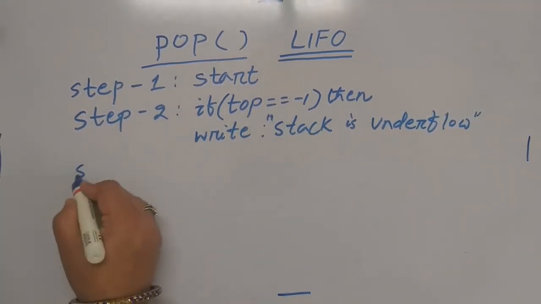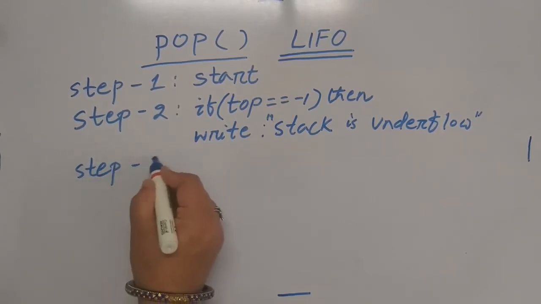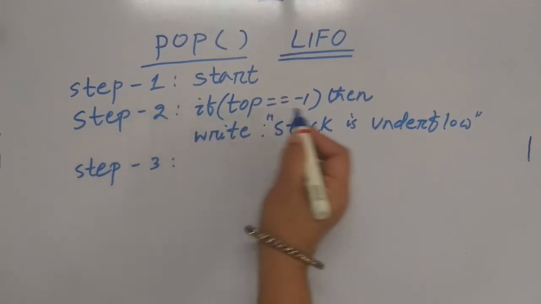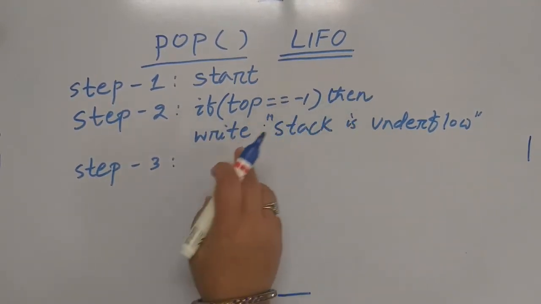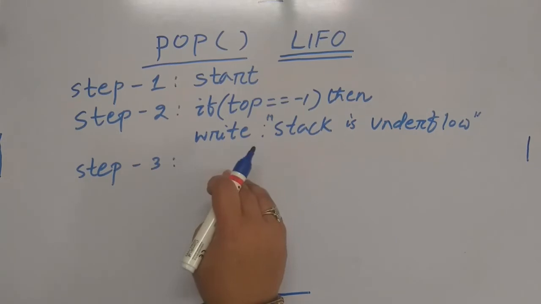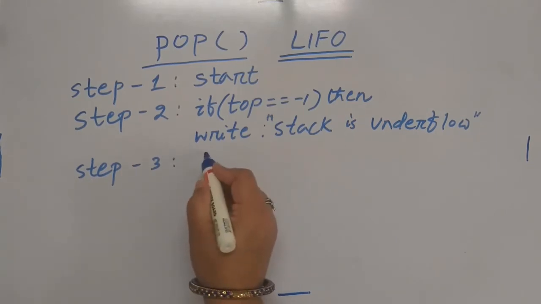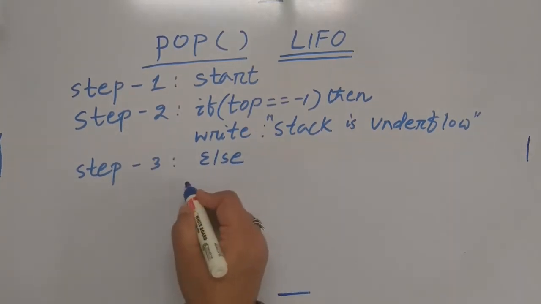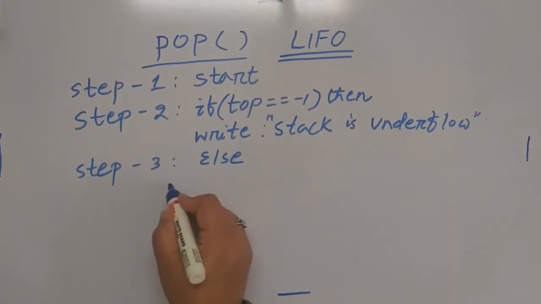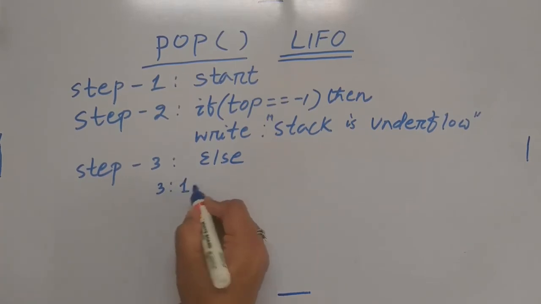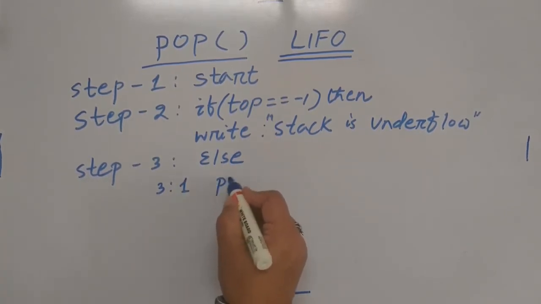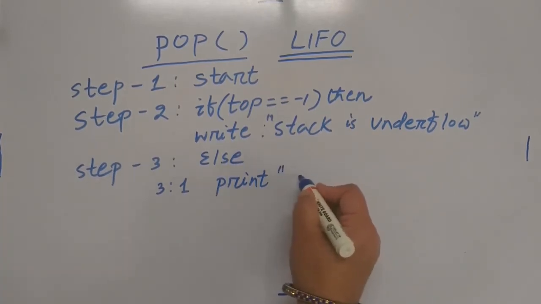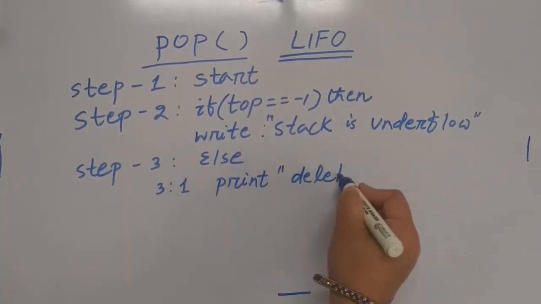Okay, so next, step 3. Otherwise, this is the if, then we write down this; otherwise means else, or you can write down otherwise, whatever, or maybe you write down else. Next, print the deleted element. So you write down the deleted element and print it, whatever element you delete here, you print it.